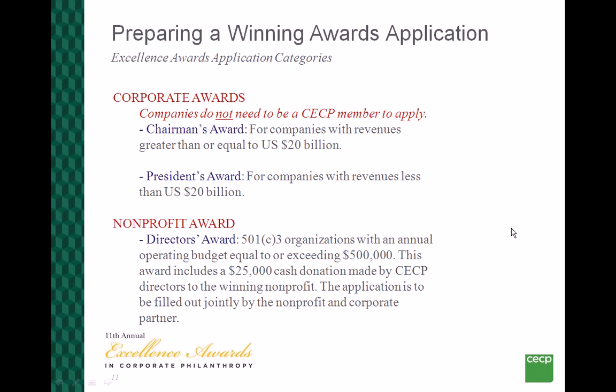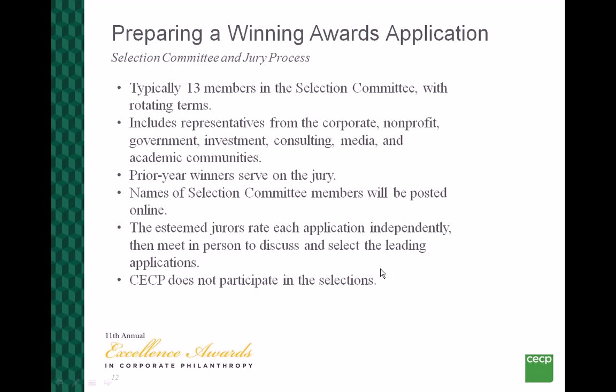Let me now discuss the selection committee for the award. CECP is proud to assemble each year a cross-sector group of thought leaders and practitioners to determine which applications to recognize with Excellence Awards each June. So it's this external selection committee, which is comprised of representatives from the corporate, nonprofit, government, social investment, foundation, and academic communities who ultimately decides who the winners will be.